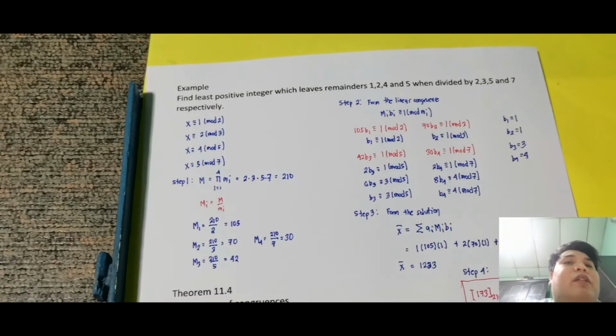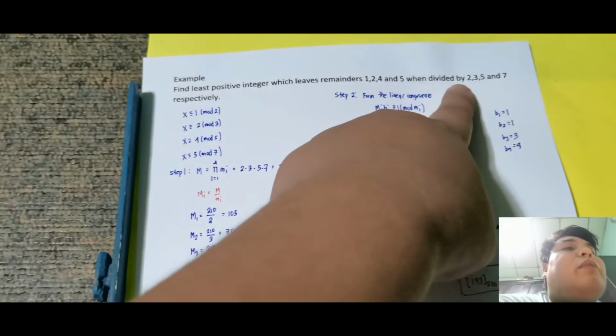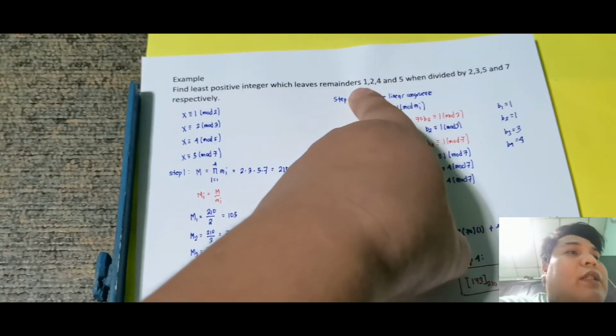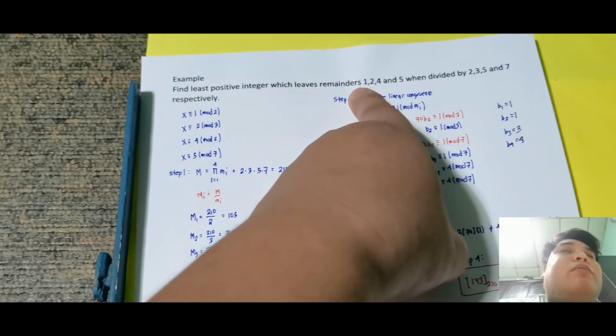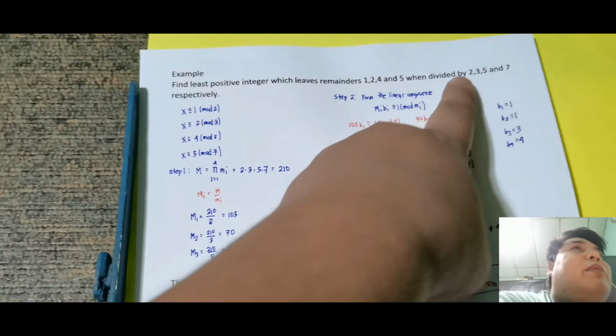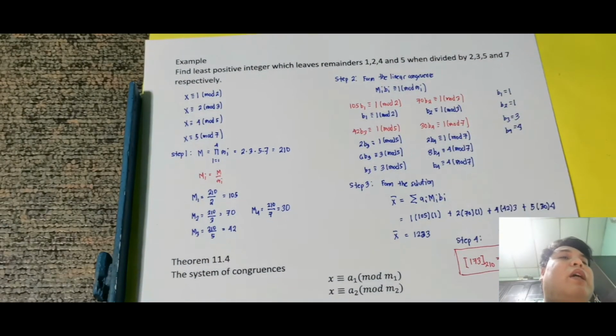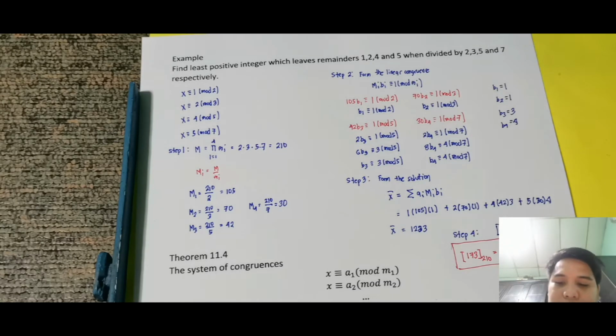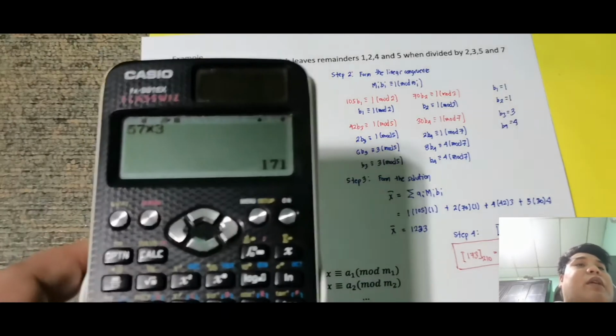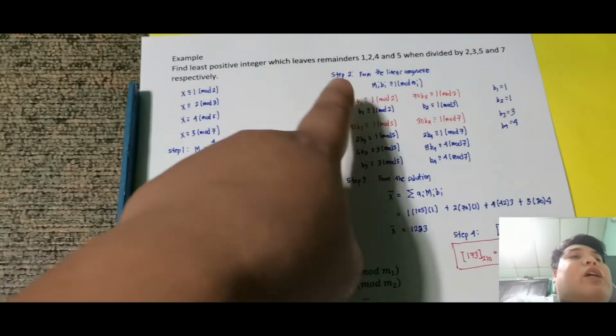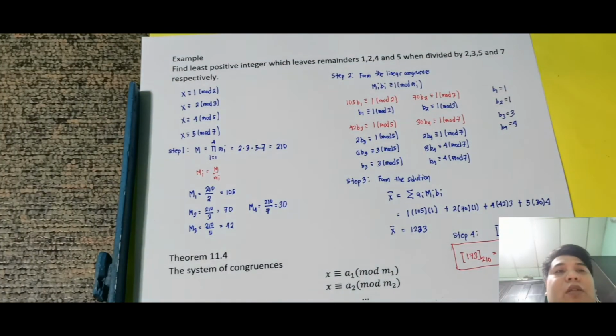Okay, so check natin. Si 173 ba, pag dinivide ko by 2, ang remainder 1? Yes, kasi 172 yung divisible by 2, may sobrang isa. Pag dinivide ko sa 3, ang remainder is 2. 173 divided by 2 is 86, so 86 times 2, that is 172. Ay, sorry, 173 divided by 3, that is 57. So 57 times 3, that is 171. So sa 173, may remainder 2 siya.